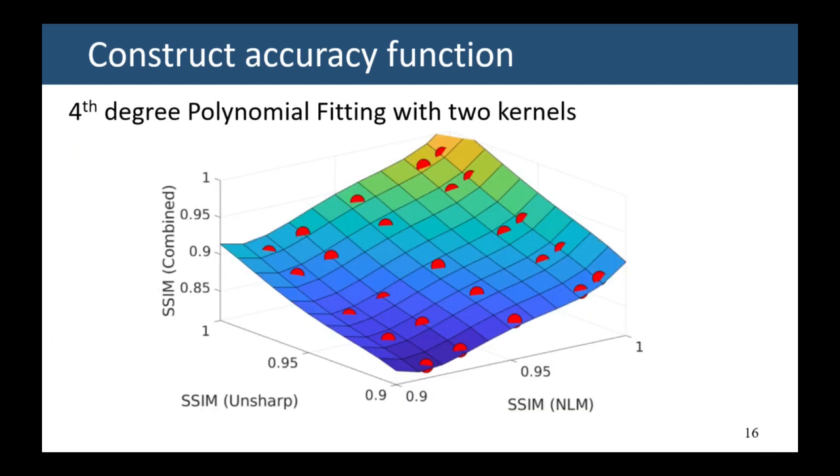So in this slide, I show you an example of an accuracy function, which is constructed for a 2-kernel case using 4-degree polynomial fitting. The red points here are pairs of data showing the coordinates of the accuracy of each kernel, unsharp and NNF, which are the names of the kernels, and the corresponding accuracies of the application output in the vertical. Using a polynomial model, we can construct a smooth accuracy function, which expresses the relation between the noise budgets and the global accuracy of the application.